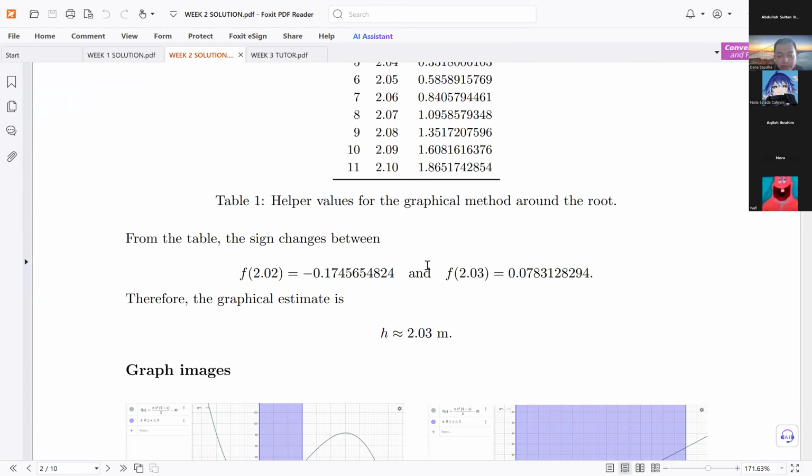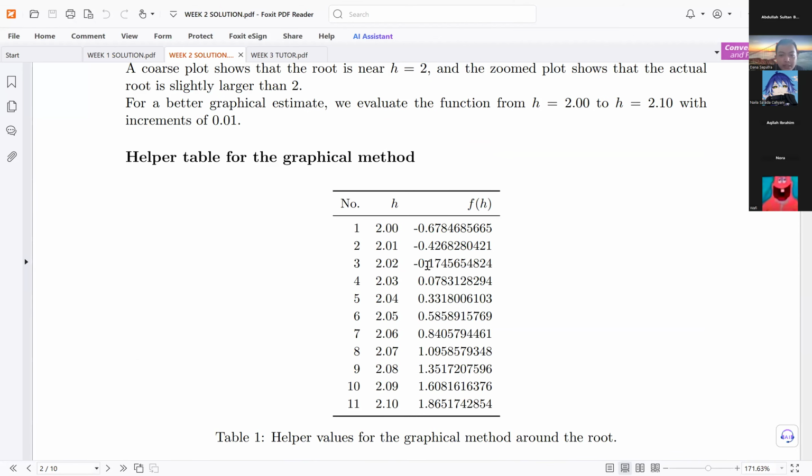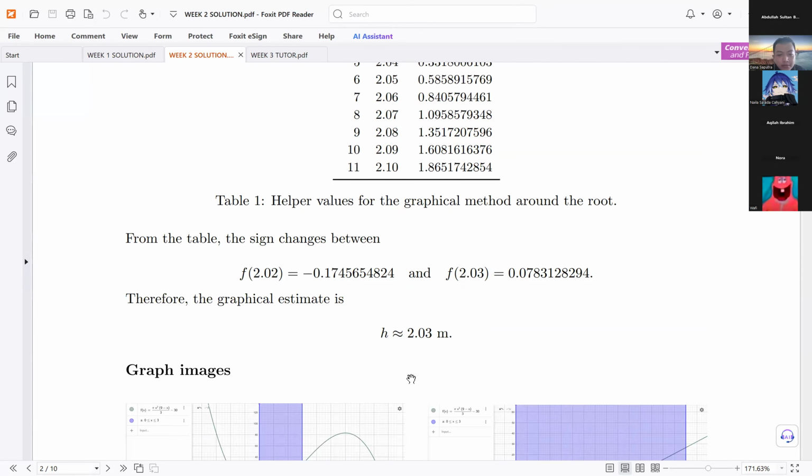The sign change happens between 2.02 and 2.03. So maybe this is 2.025, like that. And from the sign change and the graphical estimate, I think H is 2.03 meters. This is for the graphical method.